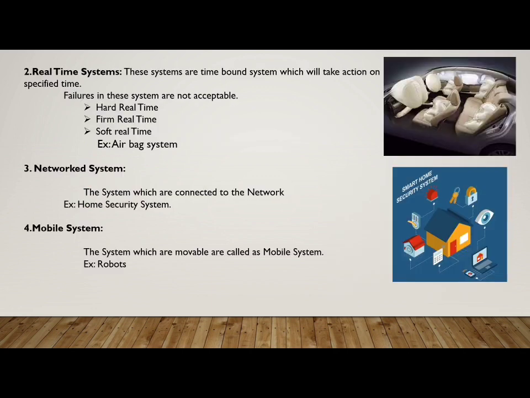Real-time systems. These systems are time-bound systems which take action at a specified time. Failures in these systems are not acceptable. Examples: hard real-time, firm real-time, soft real-time. Example: airbag system. Network systems. These are systems which are connected to a network. Example, home security system. Fourth one, mobile systems. The systems which are mobile are called mobile systems. Example, robots, and our mobile phones also come under mobile systems.